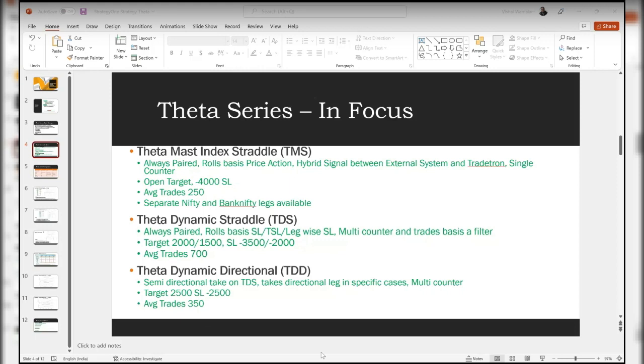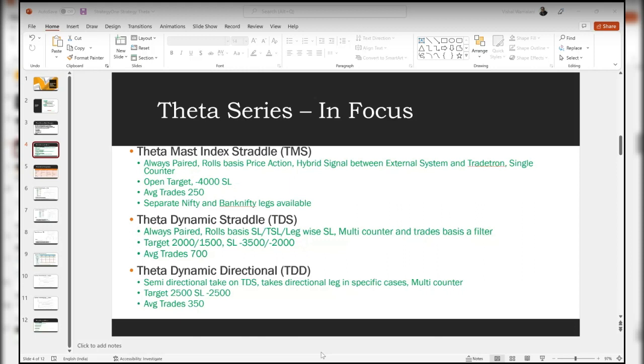It has a target of 2,000 rupees or 1,500 rupees per counter. So 1,500 is the target for expiry, and the non-expiry target is 2,000 rupees. SL is 3,500 rupees for non-expiry and 2,000 rupees for expiry. It has an average of 700 trades.